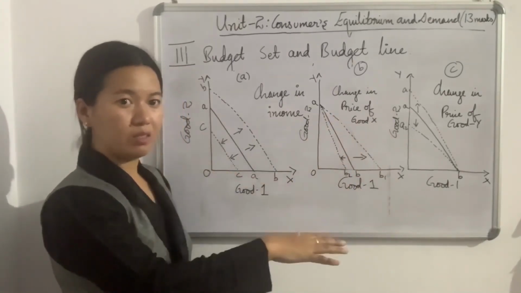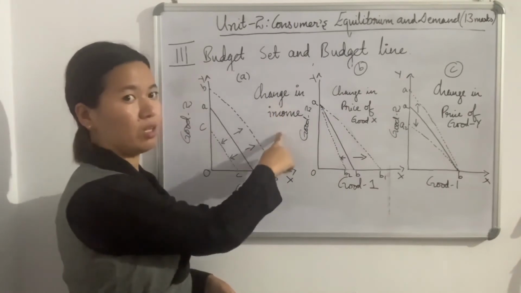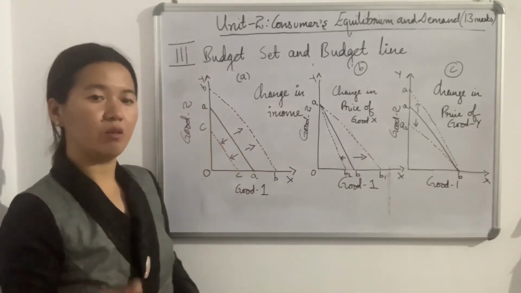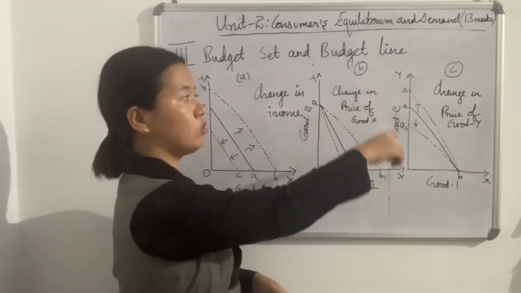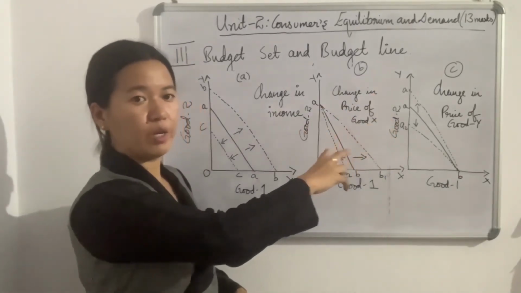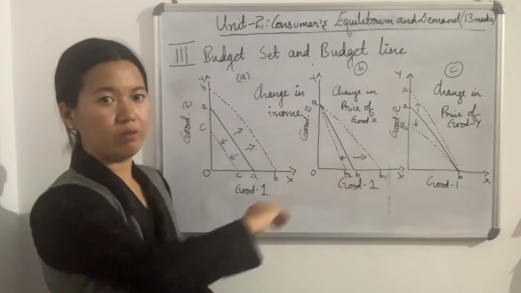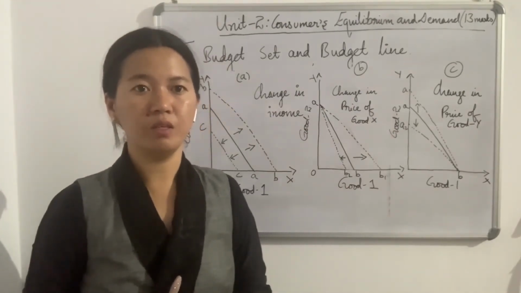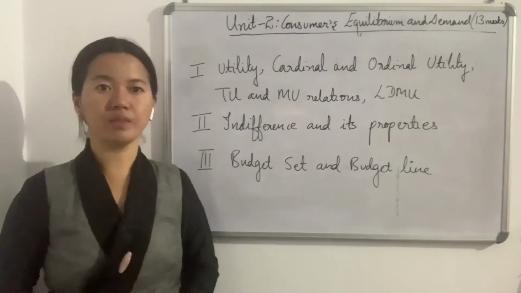So all other things remaining constant, when there is change in income, your budget line will shift. And when all other things remain constant, when there is change in prices of the two goods, your budget line will rotate outward or inward. So this is the last concept in your second session.